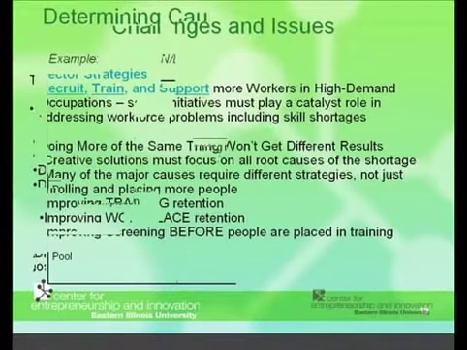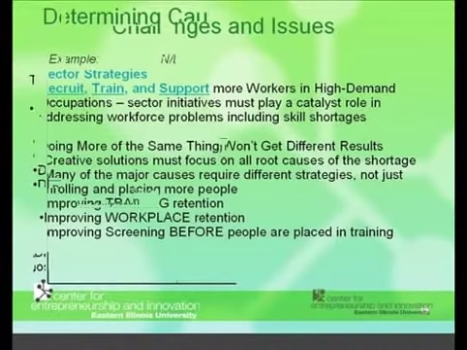Some key elements we need to work on are improving training retention, improving workplace retention, and improving screening before people are placed in training. Now, why are these important? If you consider that in the Southeast region, hundreds of individuals successfully complete CNA training every year. Far more complete the training than there are actually jobs available. But because of lack of employee retention in that job, there are a great number of vacancies that occur every week.